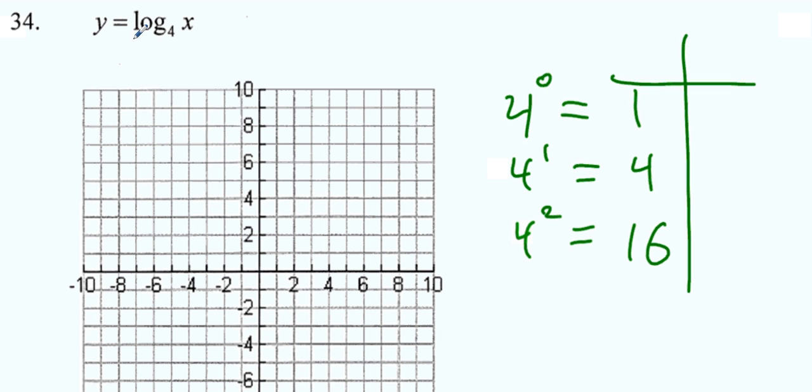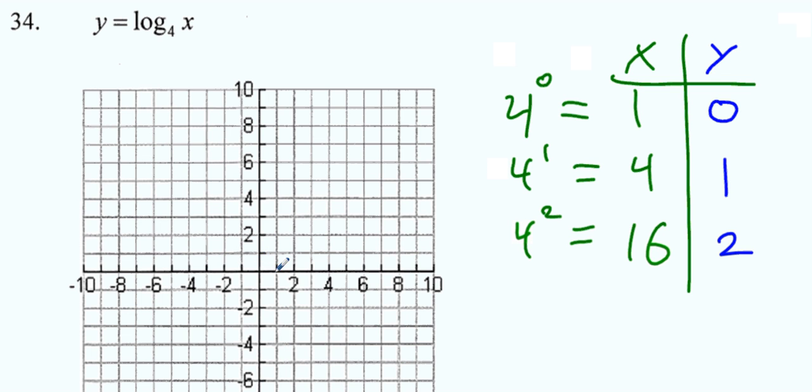With logs, the answers are your x values. The powers are your x values. The exponent is your y value. So the 0, the 1, and the 2, those are your y values for logarithms. And there's no shifts going on, so it's just the parent function. We just need to plot those.